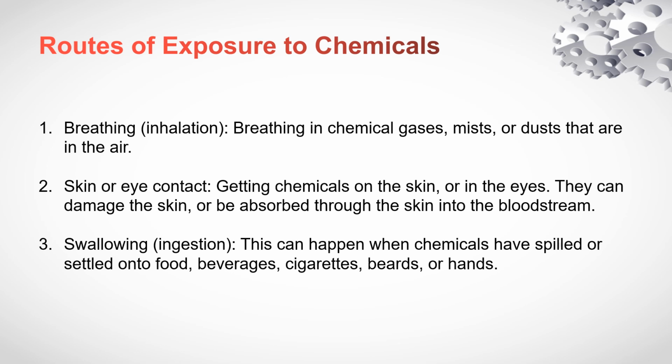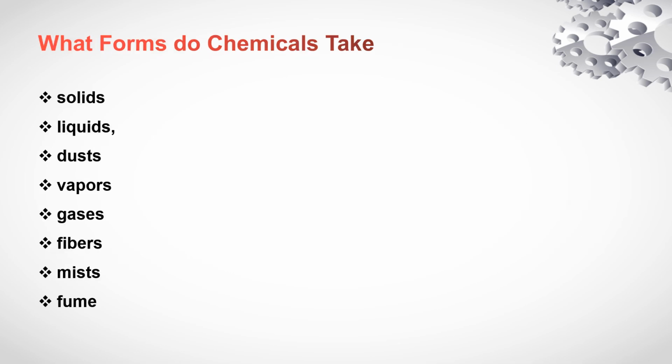Let me give you the routes of exposure to the chemicals. It is through inhalation, through contact, and through swallowing or ingestion. Inhalation is breathing in chemical gases, mist, or dust that are in the air. Skin or eye contact is getting chemicals on the skin or in the eyes. They can damage the skin or be absorbed through the skin into the bloodstream. Swallowing is ingestion, or eating or taking it into your mouth. This can happen when chemicals have spilled or settled onto food, beverages, cigarettes, beards, or hands.